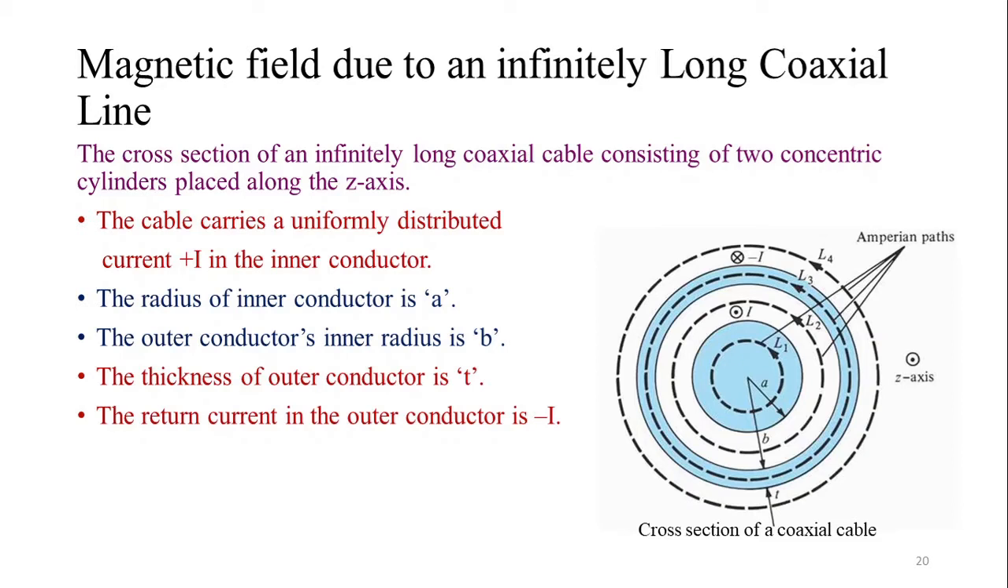Magnetic field due to an infinitely long coaxial line. Generally, coaxial lines are made up of two concentric cylinders. Now, for simplicity of calculations, let's assume the coaxial cable is placed along the z-axis.